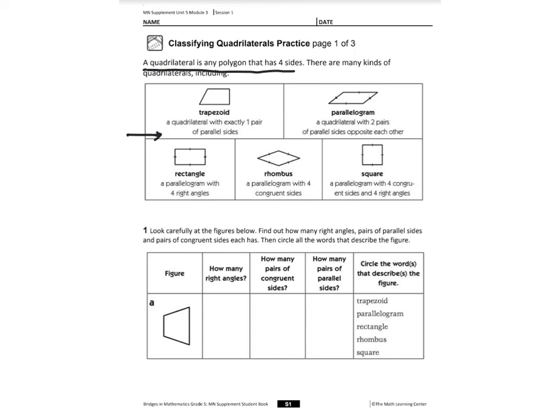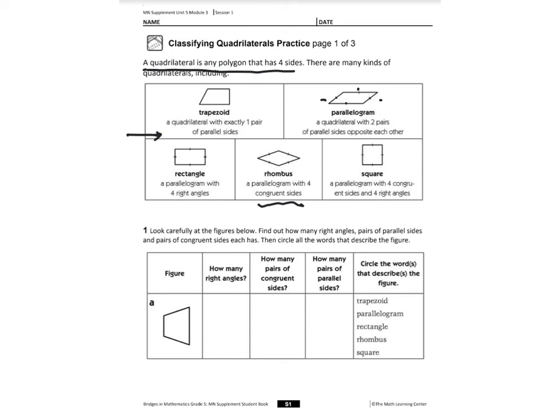Okay, the parallelogram we've created, it's 2 pairs of parallel sides opposite of each other. Okay, the rectangle is a parallelogram with 4 right angles. A rhombus is a parallelogram with 4 congruent sides. And then finally, a square is a parallelogram with 4 congruent sides and right angles.